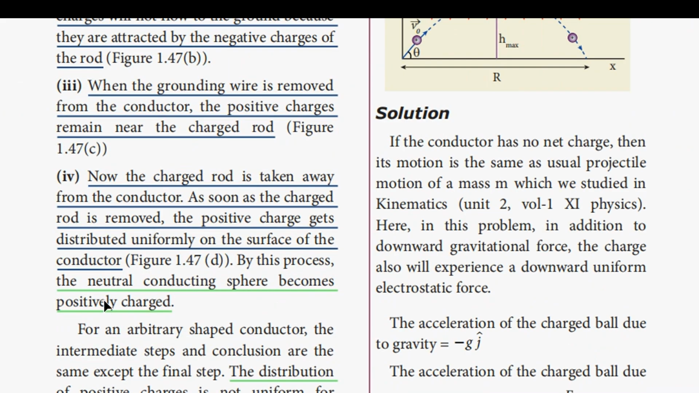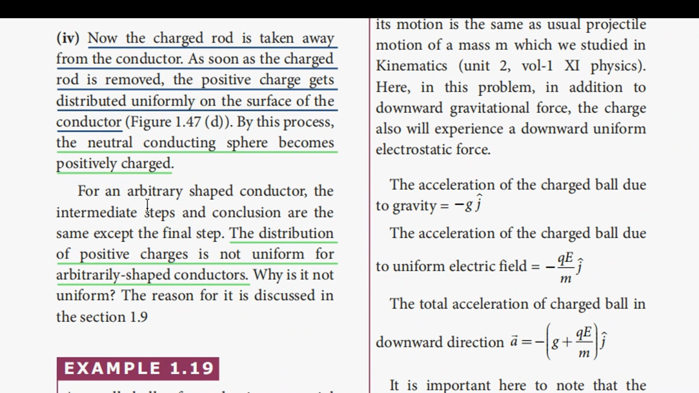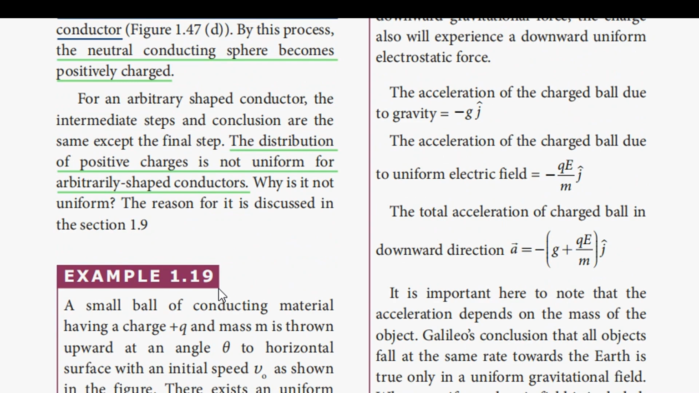By this process, the neutral conducting sphere becomes positively charged. So for an arbitrary shaped conductor, the intermediate steps and conclusion are the same except the final step. The distribution of positive charges is not uniform for arbitrarily shaped conductors. Why is it not uniform? That is discussed in the next section, 1.9.